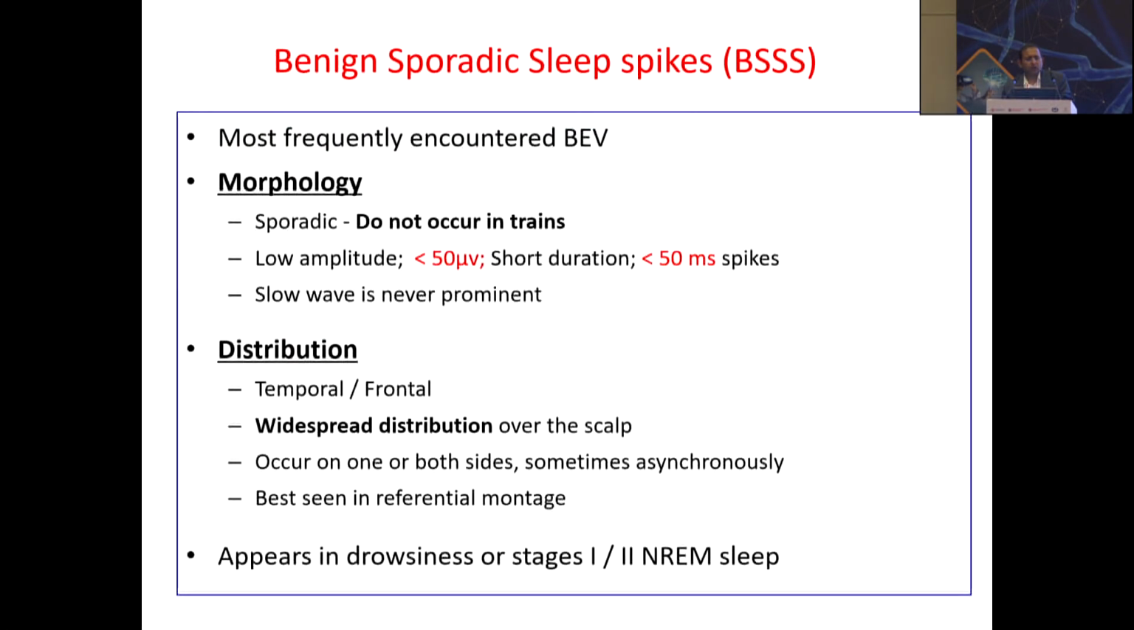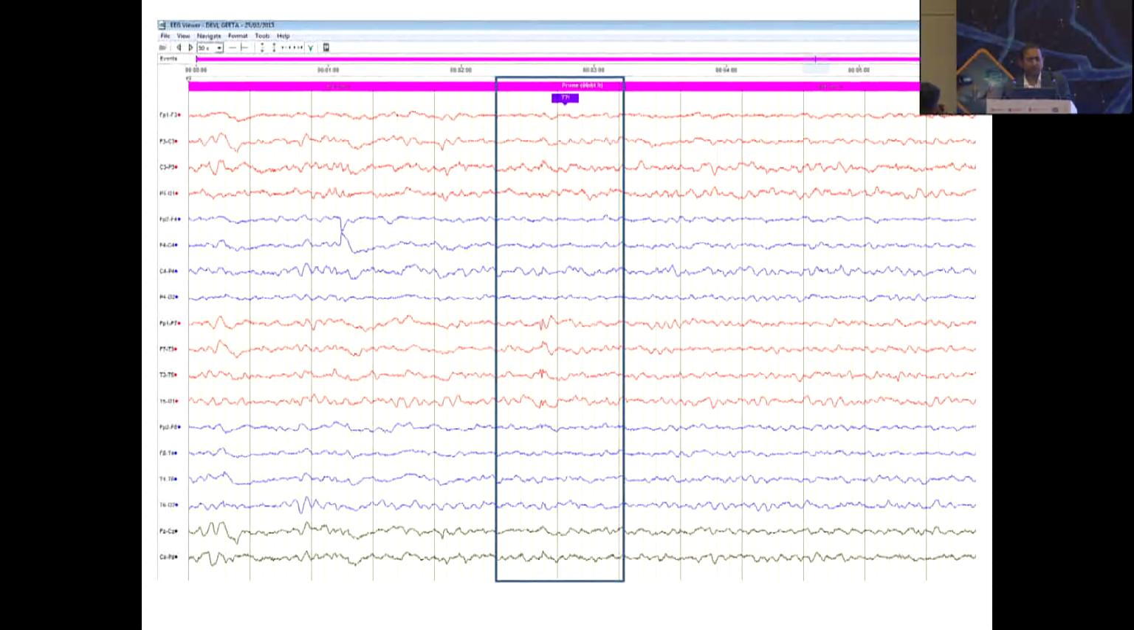So when we talk about BSSS, this is one of the commonest abnormalities seen in EEG. It's a benign variant, no need to report it as epileptiform discharge. It is very small, less than 50, very brief, less than 50. So this is one of the rules. Appears in sleep as a single one and more in the frontotemporal region. Maybe unilateral, maybe bilateral, may come on either side anytime. So this is one of the examples of BSSS.